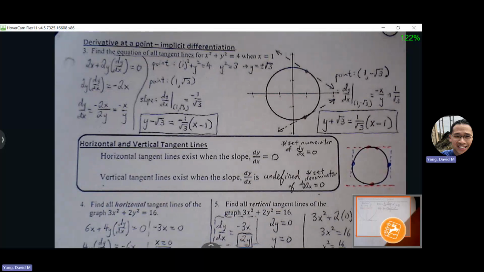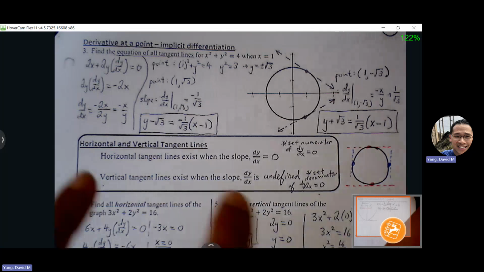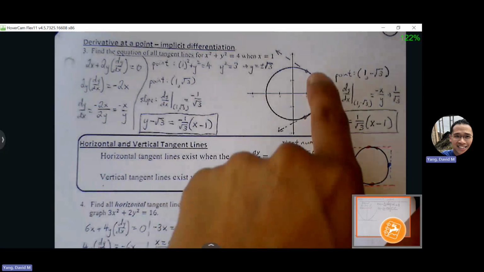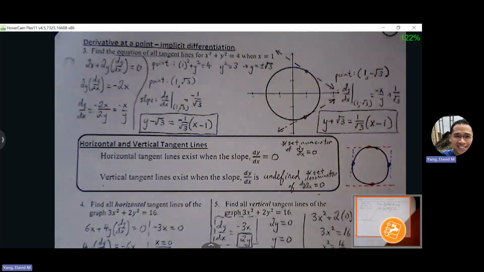So at ordered pair (1, root 3), my slope is -1 over root 3. You don't have to rationalize the denominator. You can leave the radical in the denominator. Second ordered pair, (1, negative root 3). My slope there is going to be 1 over root 3. And so I have two tangent line equations, one for each point on the graph where x equals 1.